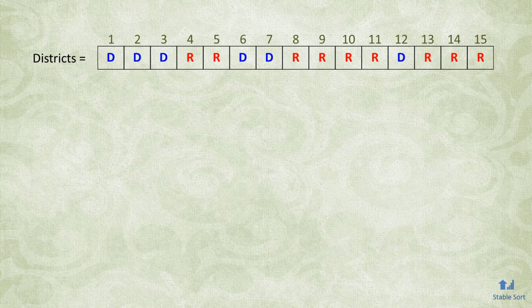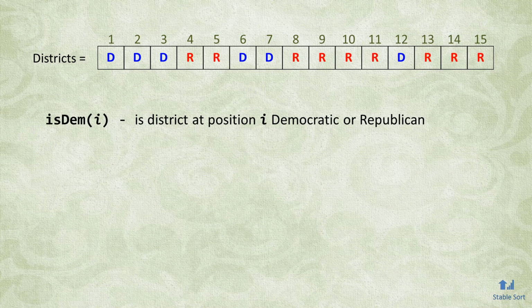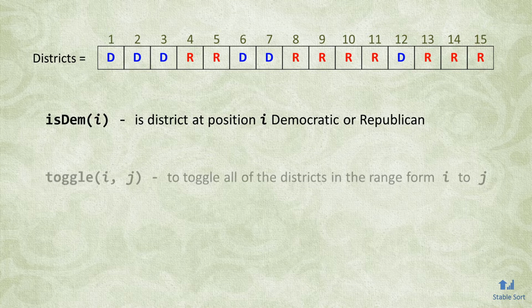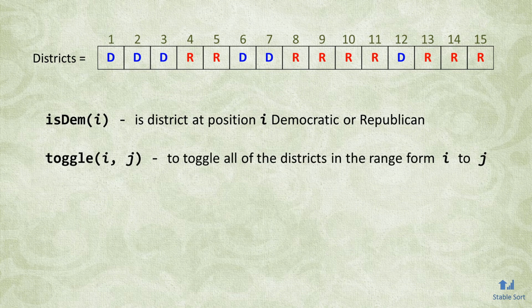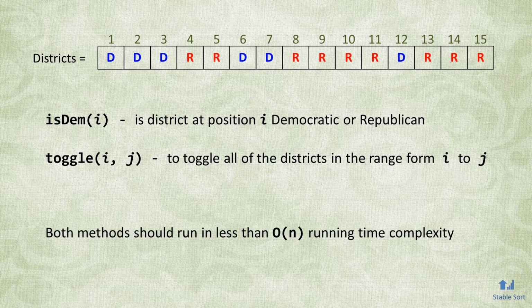Given this array of districts, you need to write two methods: isDem, to determine if the district at position I is Democratic or Republican, and toggle, to toggle all of the districts in the range from I to J. But here's the kicker. Both methods should run in less than order n time complexity. Pause the video here if you'd like to solve the problem on your own.